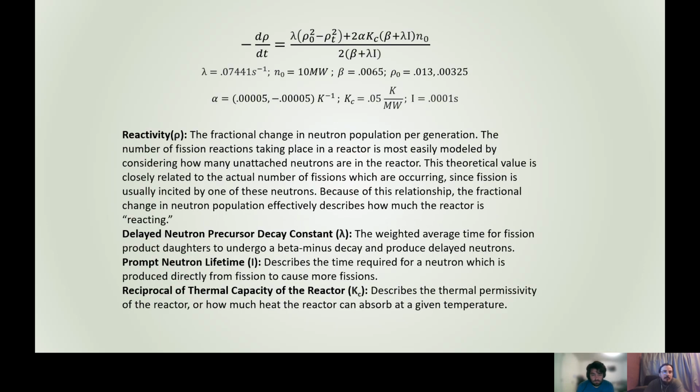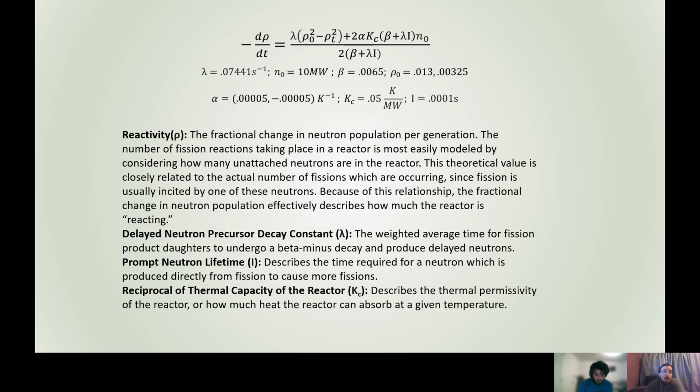So the first thing we'll mention is reactivity. We've already talked about what that is, represented by rho here in the equation. And it is the fractional change in neutron population per generation, which is a fancy way of saying that it's a way of describing the number of fissions that are taking place in the reactor. We commonly refer to this hand in hand with the number of neutrons in the reactor, because the number of neutrons directly affects the number of fissions that take place, because the neutrons are what are actually inciting the reactions.